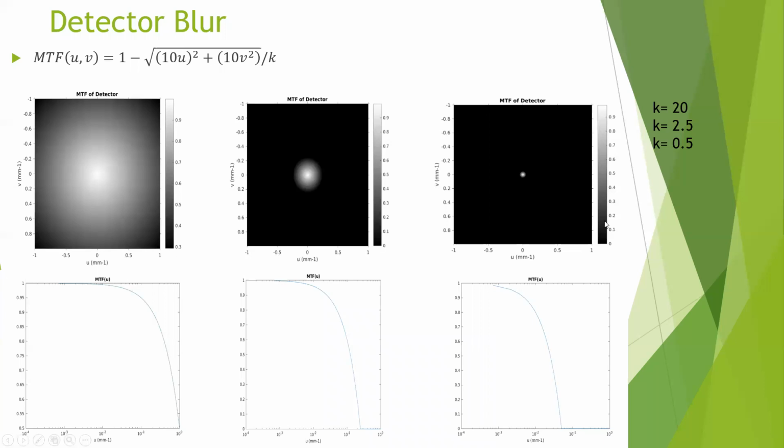So finally, we have simulated the detector blur. We had a common typical modulation transfer function in our textbook, and we tried to model it using a simple equation as shown here. And we had the parameter k to arrange the low pass frequencies of the filter. And we chose 3 values such that the blur was gradually increasing.